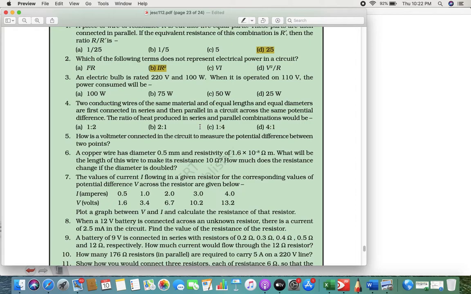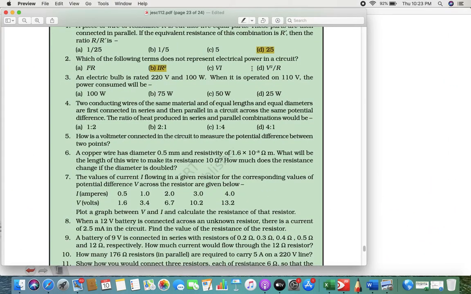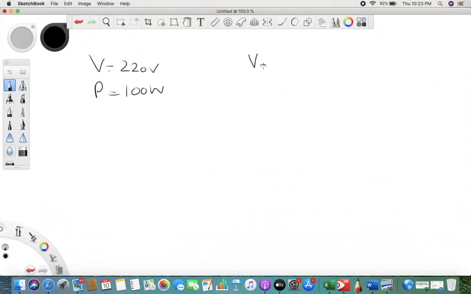Now in the third one they said there's a bulb whose voltage is given as 220 volt and the power is given as 100 watt. Then the same device is operated at 110 volt, and we have to get the power. Here we are finding the relation. If the potential difference changes, the current also changes, so we cannot use the I formula. So basically we are using P is equal to V square upon R.